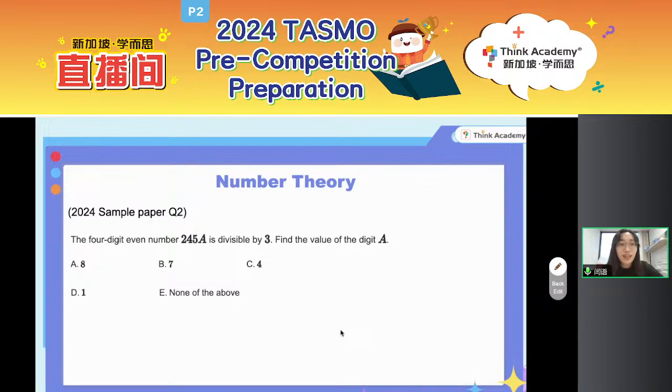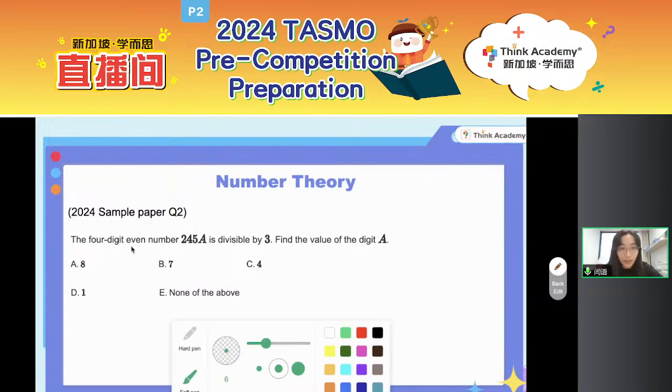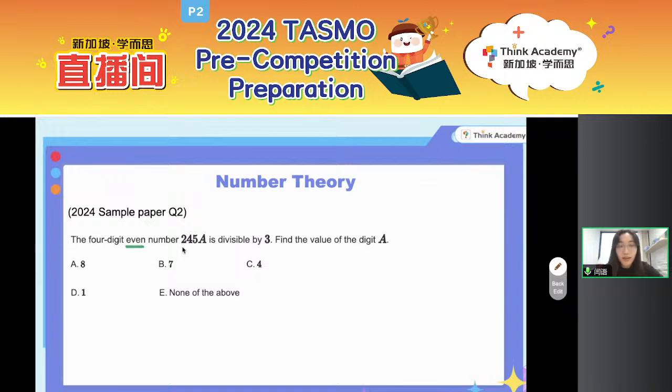And then for the second question, the 4-digit even number, pay attention. 2450A is divisible by 3. Find the value of the digit A. So firstly, you need to understand what is the divisibility of 3. What is the divisibility of 3? Think about it. What should we do?